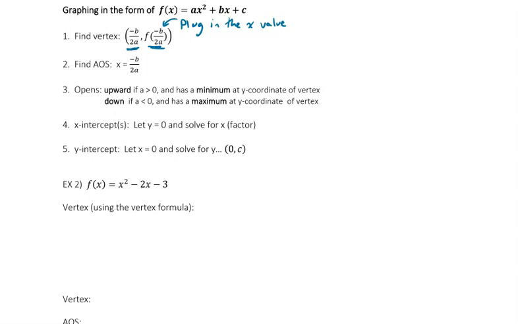Our axis of symmetry, again, it's going to be the same thing as before in that as soon as you find your vertex, the x part of your vertex is going to be your axis of symmetry. So it's going to be x equals whatever that was.